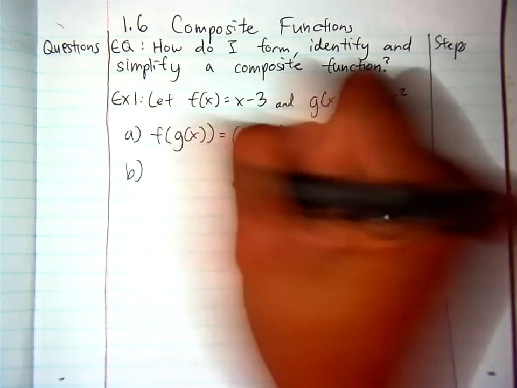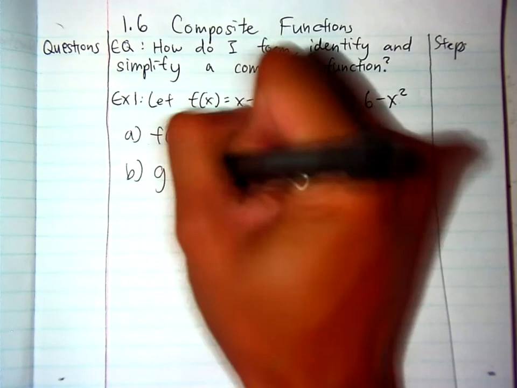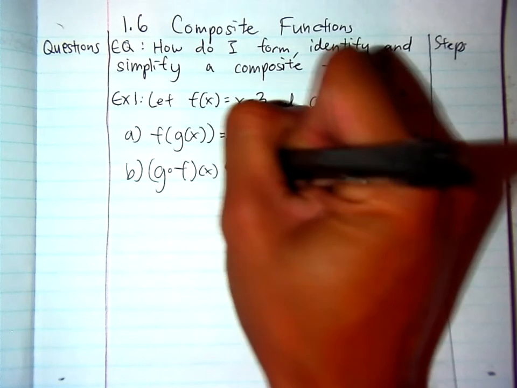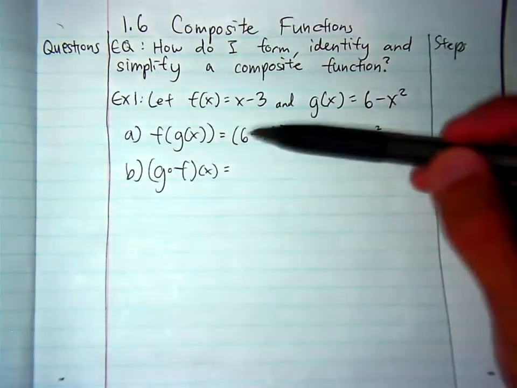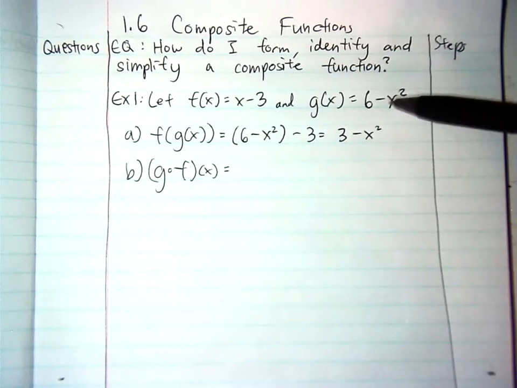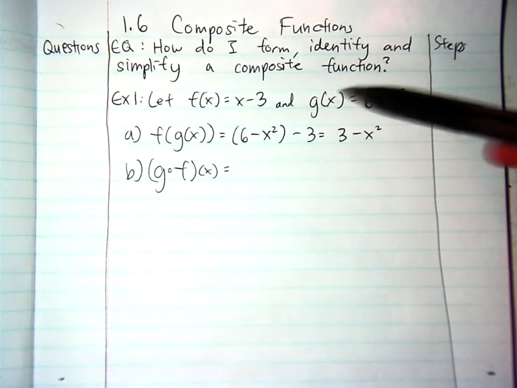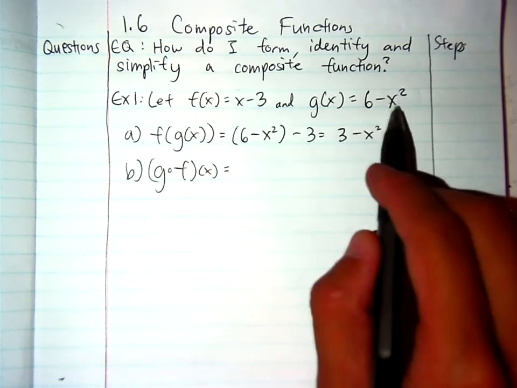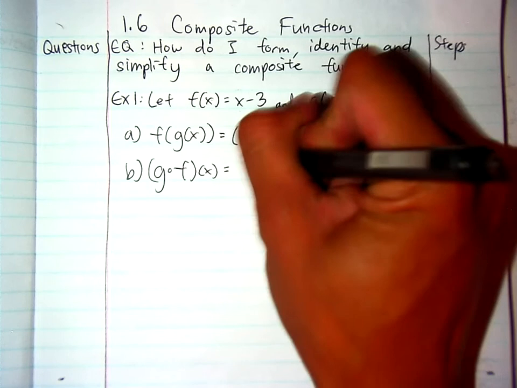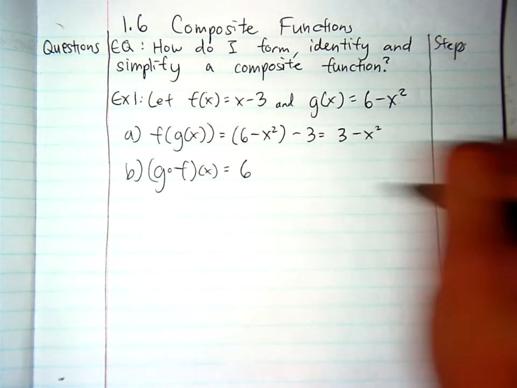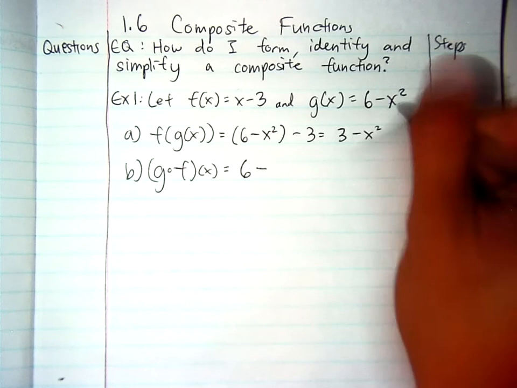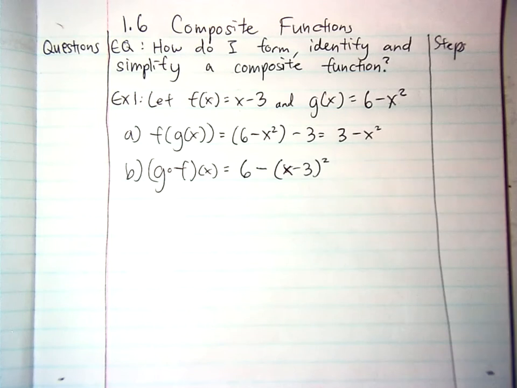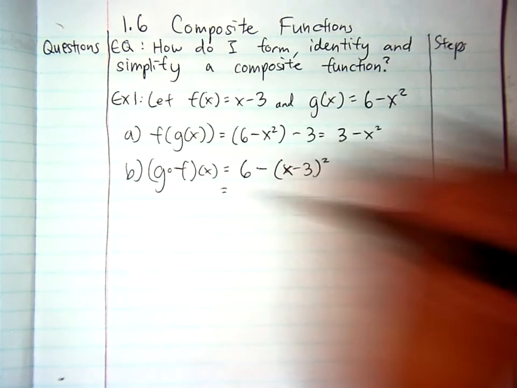Okay, for part B, let's flip it around. Let's find g of f of x, in another notation. This time I'm plugging f into g, and I have to plug it in for every x. So I'm going to plug in x minus 3 for every x, since there's only that x squared, it's going to be 6 minus, and instead of x, it's going to be x minus 3 squared. Then I'll probably have to FOIL that out and simplify.